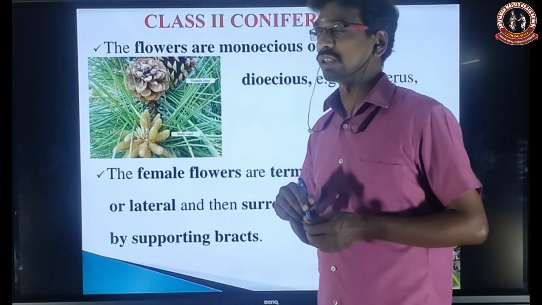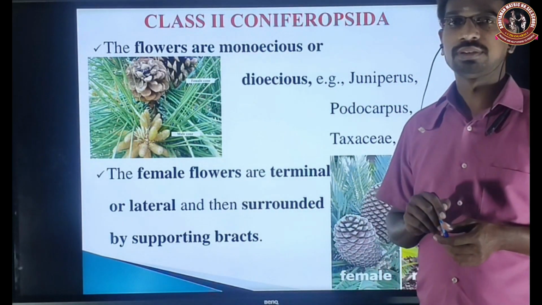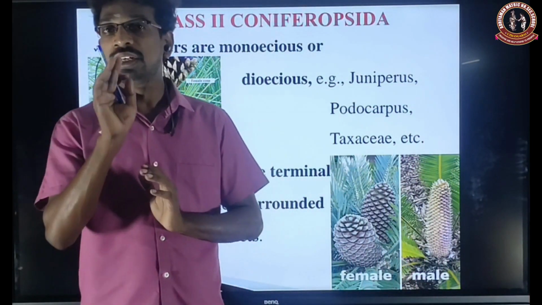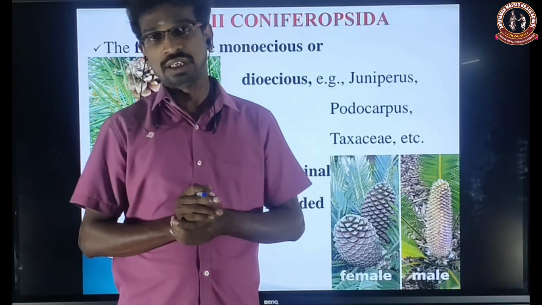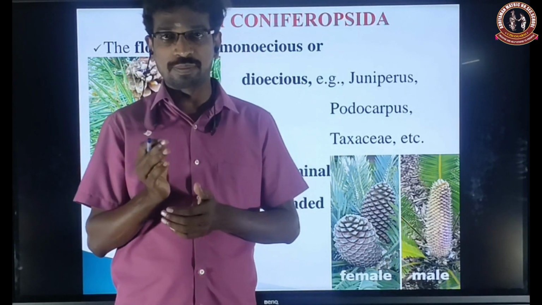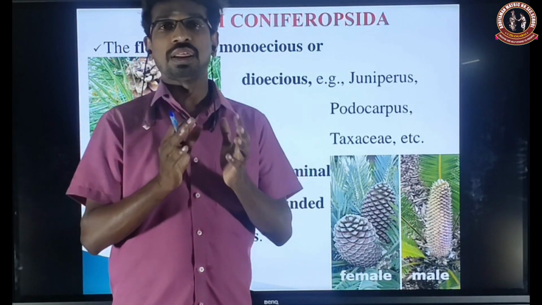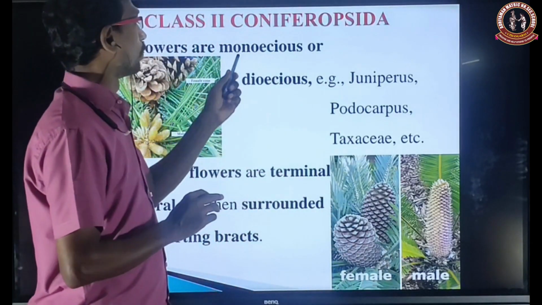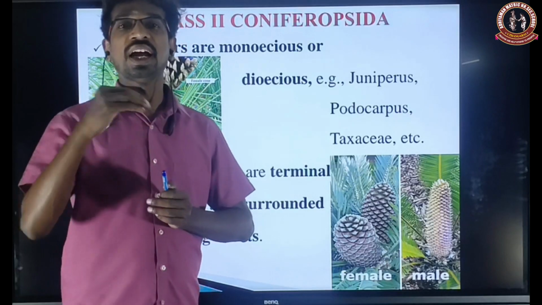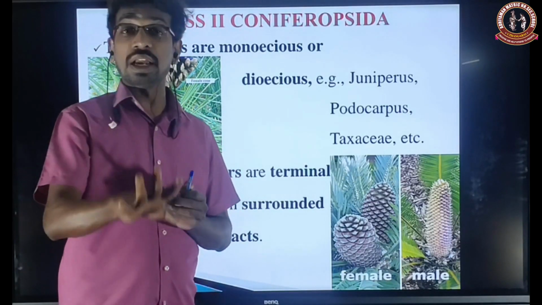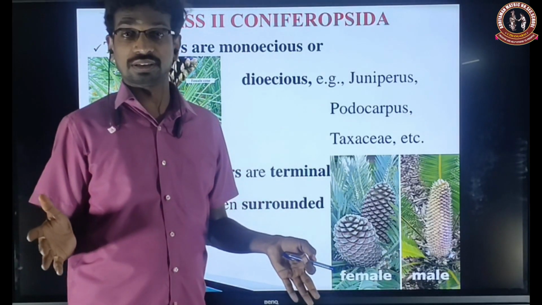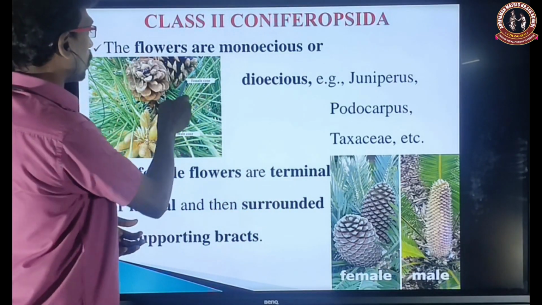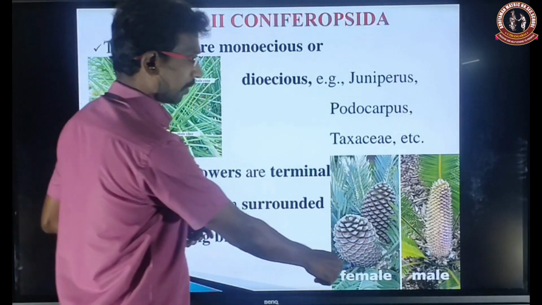Next, the plants are monoecious. Previously in Cycadopsida we saw it is strictly dioecious. Dioecious means the male and female cones are borne on different plants. Here monoecious means both the male and female cones are formed on the same plant but on different branches. So the male cone and female cone are present on the same plant.